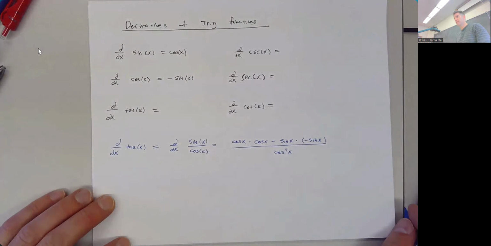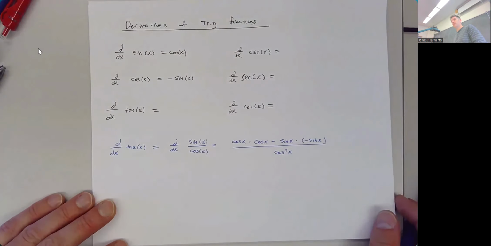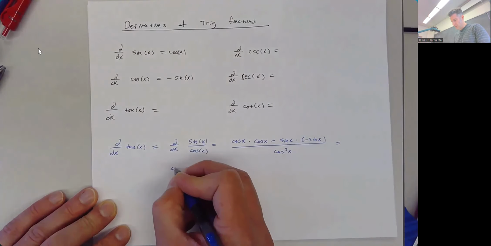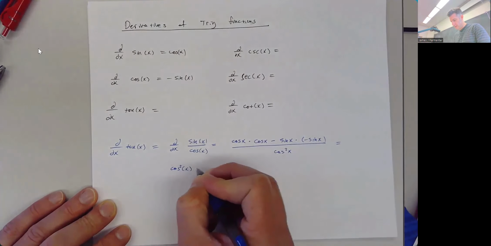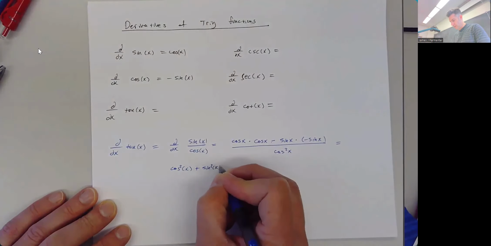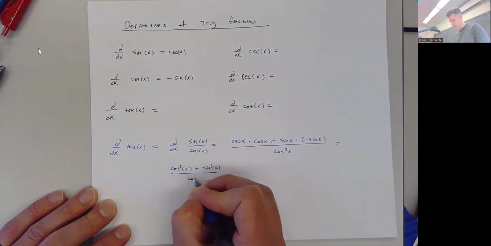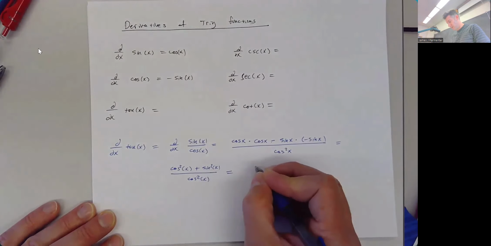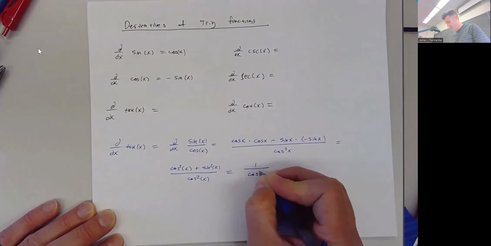Okay. But now we have to know something. Well, actually, let's rewrite this before we have to know something. That's equal to cosine squared of x plus, because the minus times the minus is a plus, sine squared of x, all divided by cosine squared of x. And cosine squared x plus sine squared x is everyone's favorite trig identity, or at least it's the most famous one. And it's equal to 1. So the top here is just 1 over cosine squared x.